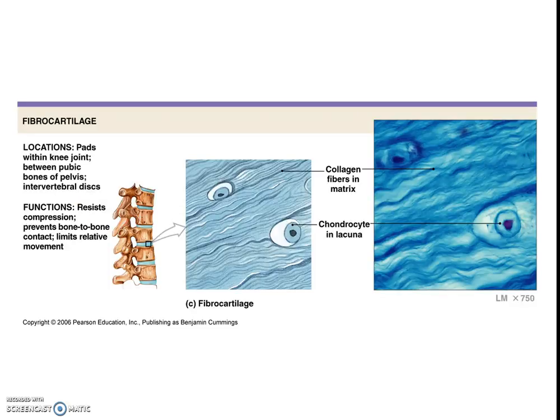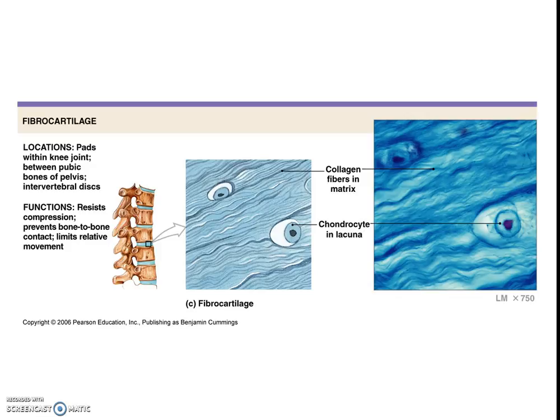The final type of cartilage is called fibrocartilage. And fibrocartilage is this very thick cartilage. Notice we do still have chondrocytes and lacuna, but we have a lot fewer chondrocytes. We have collagen fibers in the matrix, so it makes this a very thick cartilage. One of the places we see this is in the discs between our vertebrae, called our intervertebral discs, which serve as shock absorbers because this helps resist compression and keeps the bones from rubbing together.